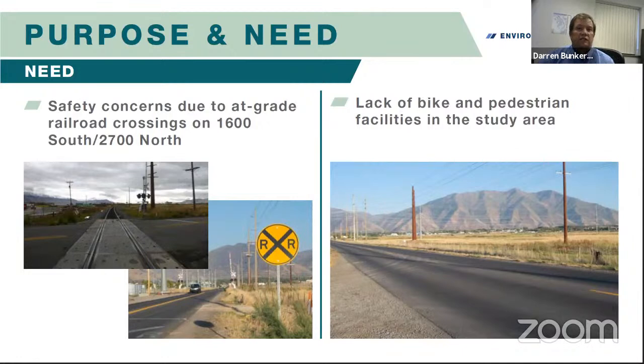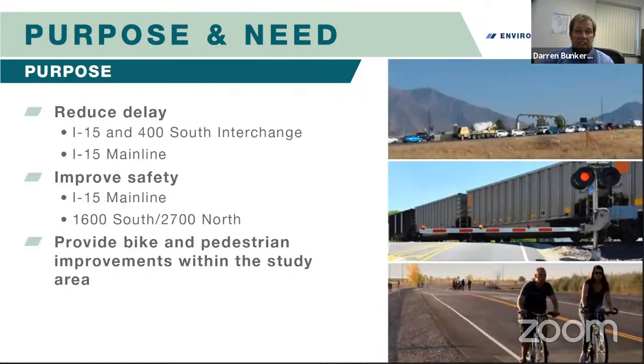The Mountain Land Association of Governments Regional Transportation Plan includes a planned multi-use path along this entire corridor throughout this study area. As a result of the needs that I've just described, we have developed three purposes to be analyzed as part of this EA. The first is to reduce the delay at the Springville 400 South interchange onto mainline I-15. Second, we want to identify an alternative that will improve the safety on mainline I-15 and also along the corridor. And a third purpose of this study is to provide bike and pedestrian improvements within the study area. Now I'll turn the time over to Ryan, the engineering consultant, and he will present the alternatives that we developed in the screening process.